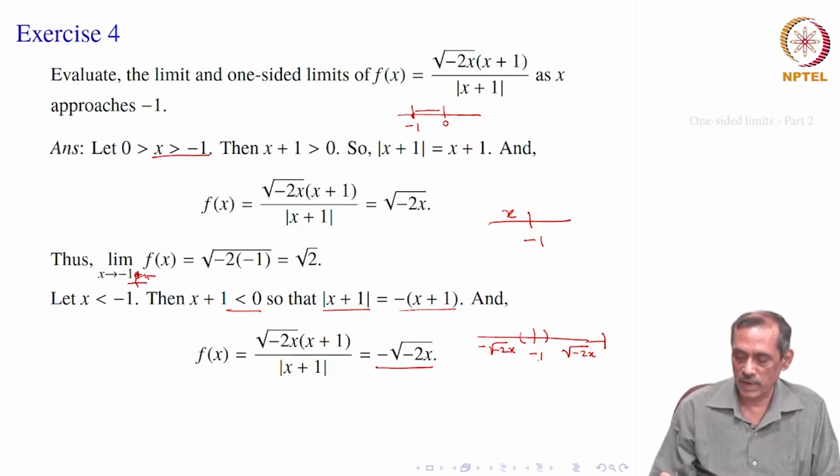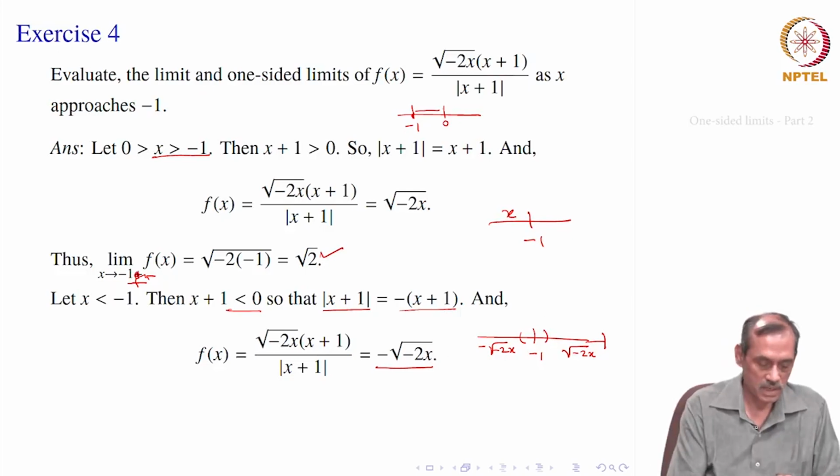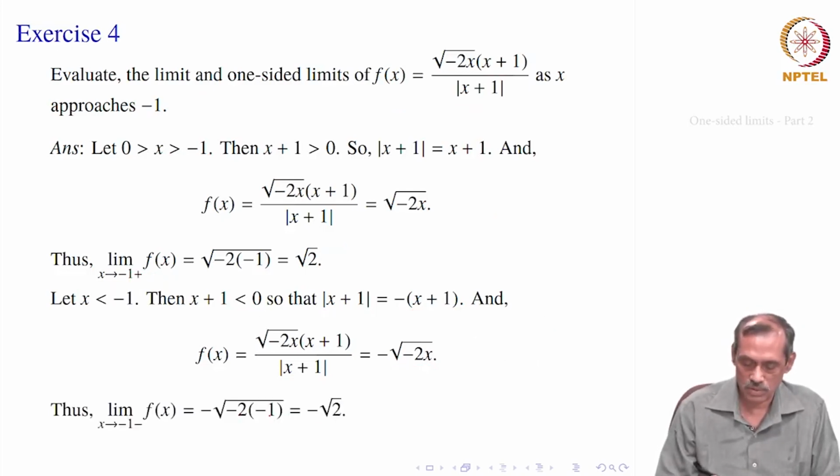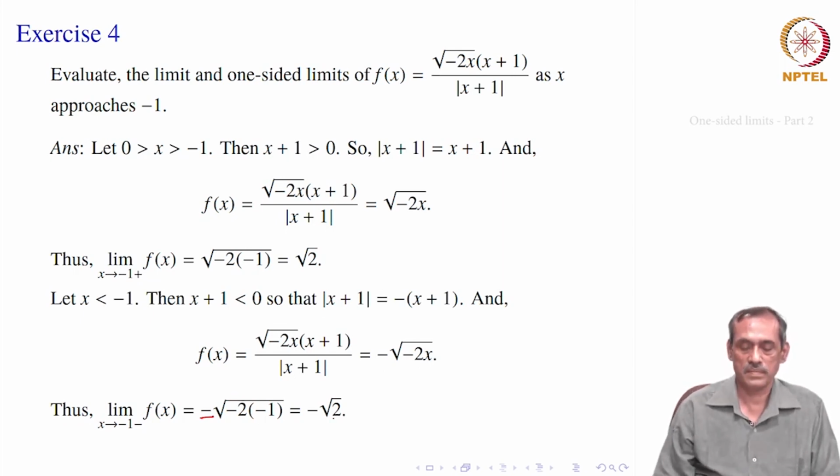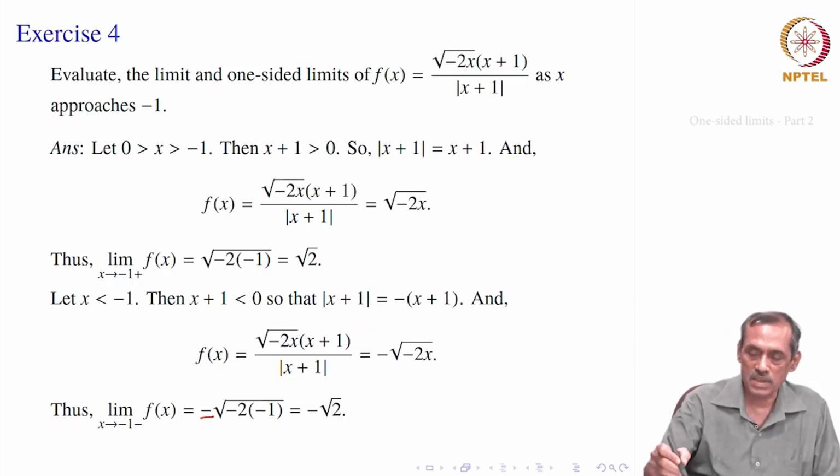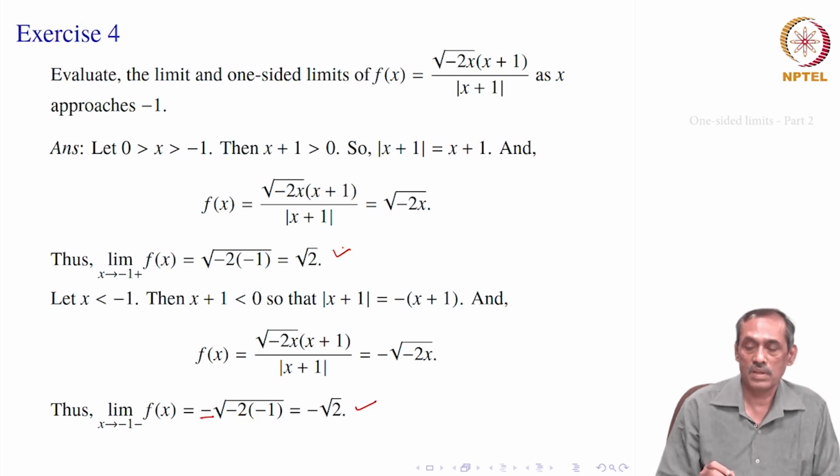So, with this f of x, we see that the right side limit will be, x goes to minus 1. So, that gives you square root of 2. And when you take the left side limit, it will be again x is minus 1. So, it will be minus 2 times minus 1, but minus sign is outside. So, that gives you minus root 2, right. So, for this function f of x, as x approaches minus 1, we have left side limit as minus root 2 and right side limit is plus root 2. Therefore, the limit does not exist when x goes to minus 1.